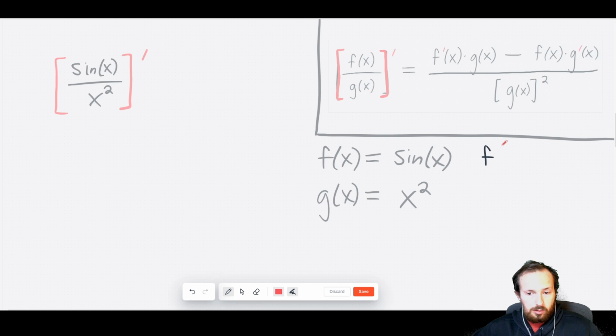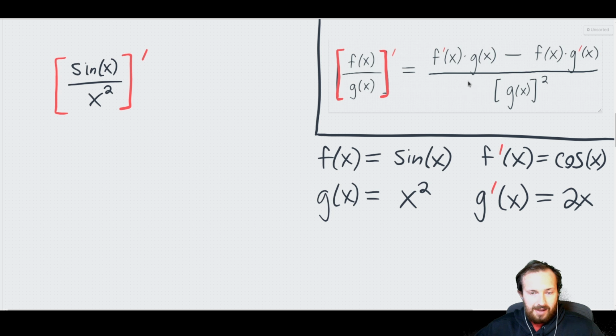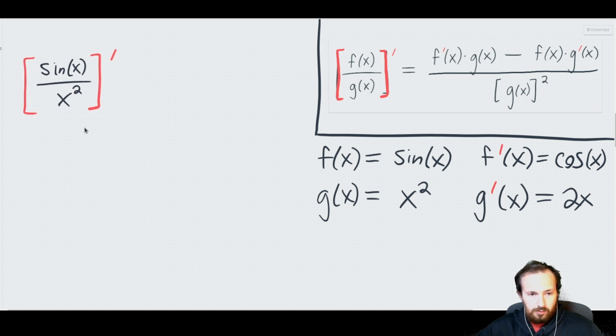What are those? And again, this is where you need to know separate derivative rules. I won't go over those here, but basically the derivative of sine is cosine, and the derivative of x squared is 2x. So if you know those, you're good to go. And then now what we can do is we can just basically blindly plug in. So let's make a little bit of room to do that.